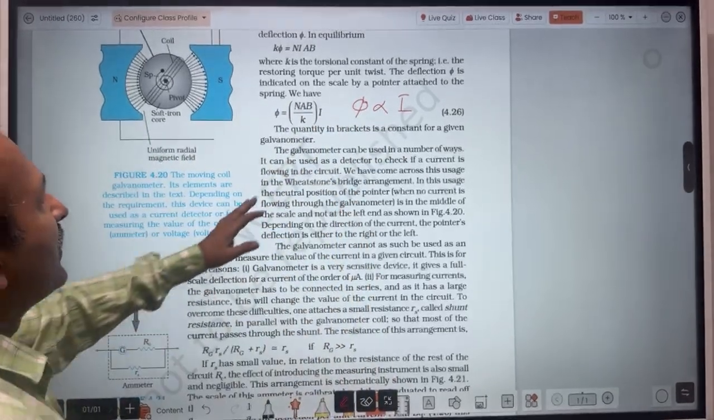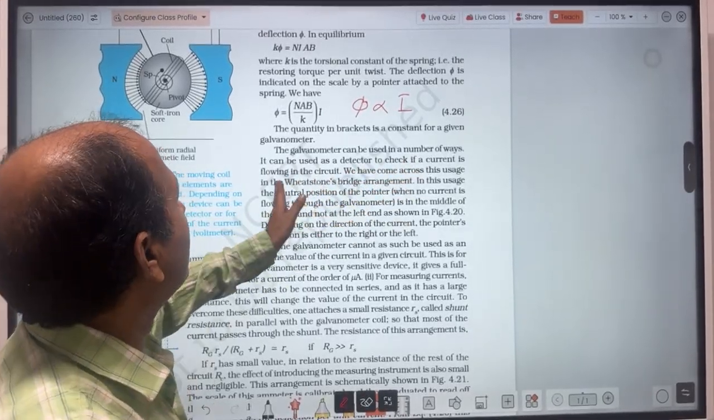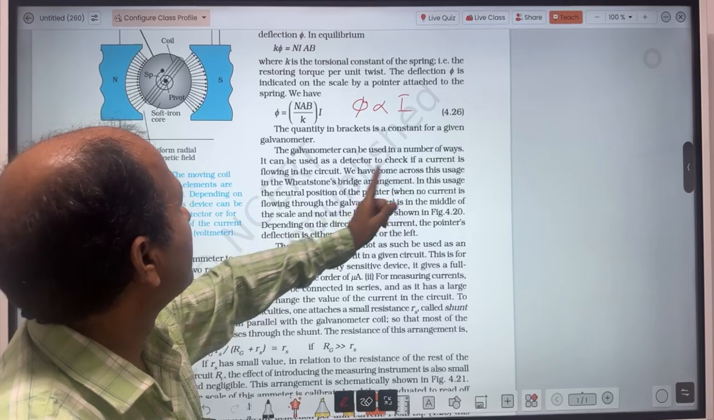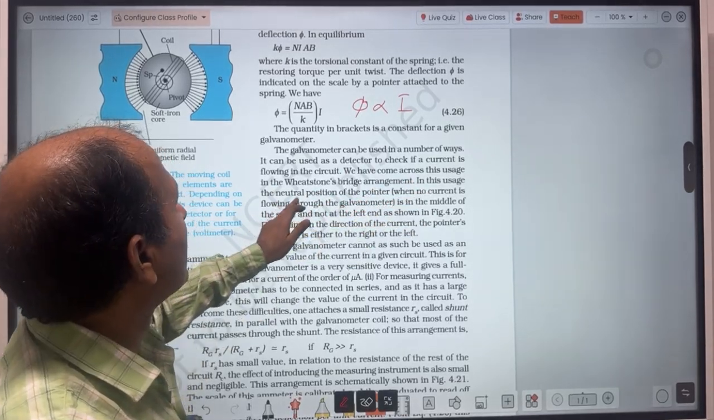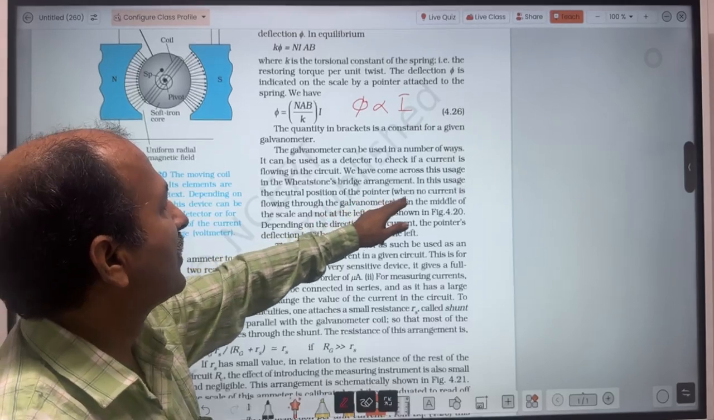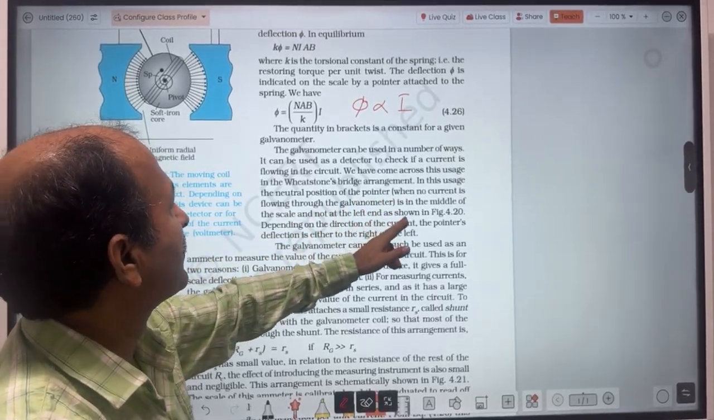So that's it. The galvanometer can be used in a number of ways. It can be used as a detector to check if current is flowing in the circuit. We have come across this use in the Wheatstone bridge arrangement. In this use, the neutral position of the pointer, when no current is flowing through the galvanometer, is in the middle of the scale and not at the left hand.